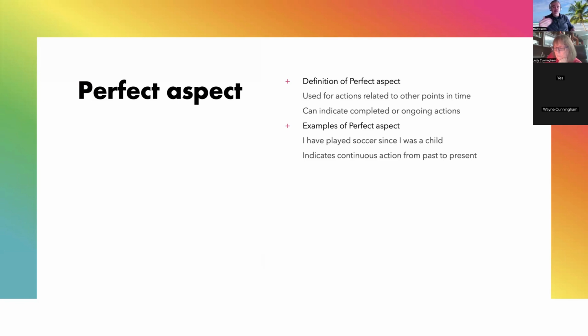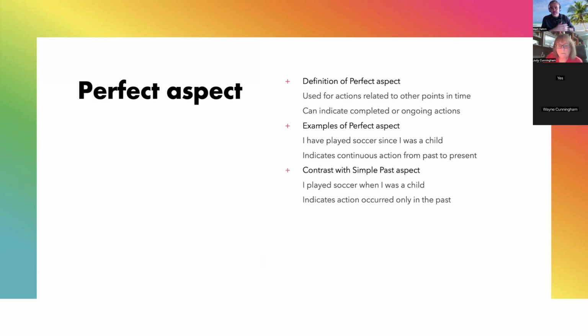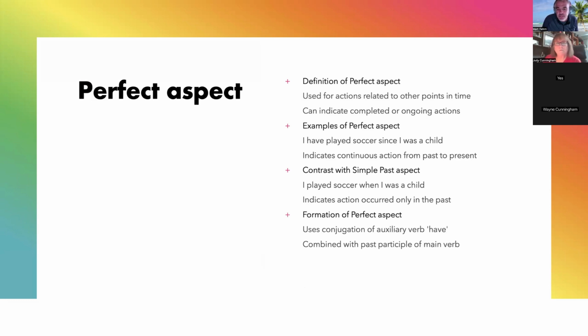And so some examples: I have played soccer since I was a child, right? We understand that someone started playing soccer when they were a child, and they play it, right, all the way up to now. It's a continuous action from past to present, right? If we contrast that with simple aspect, I played soccer when I was a child, right? That indicates the person only played soccer as a child. And usually it uses the conjugation of the auxiliary verb have, and it combines it with the past participle of the verb.